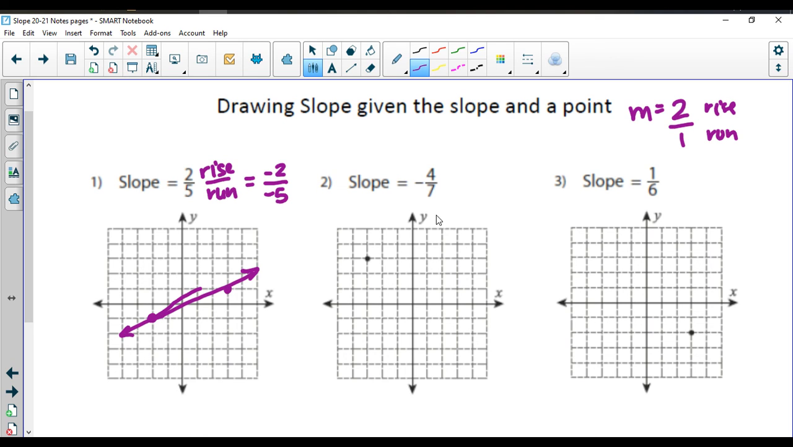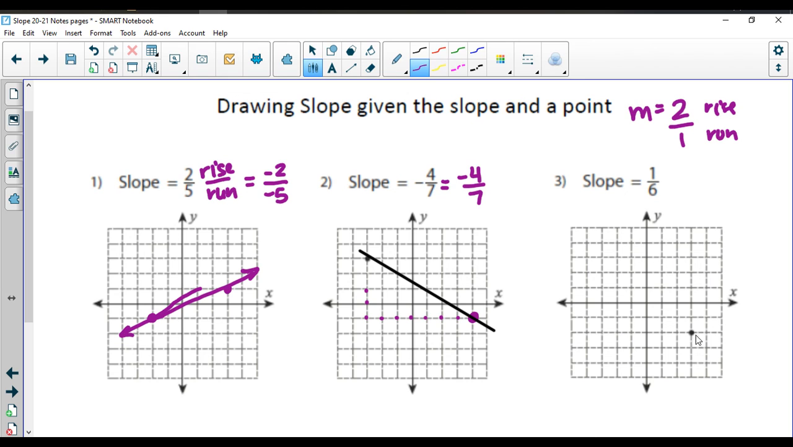In this one, my slope is negative 4/7, so I need to just take that negative and move it up with my 4 or down with my 7. It doesn't really matter. I'm just going to move it up with the 4. So I'm going to go down 1, 2, 3, 4, and then to the right 7. 1, 2, 3, 4, 5, 6, 7. So those are my 2 points, and I could go ahead and connect them with a line then.